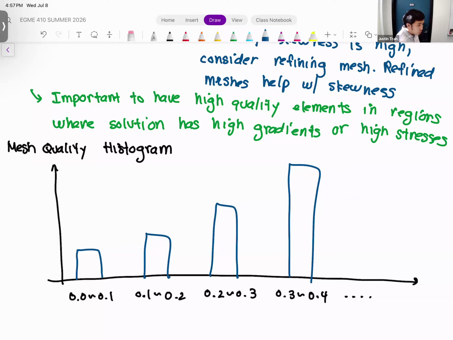So maybe it looks something like that. And you can actually click on the different bars in that chart to show you where those elements actually are in your mesh. And of course, that can be very useful for identifying where the poor quality elements are. Okay, so ANSYS actually has a lot of really nice tools that are built in to check your mesh quality.